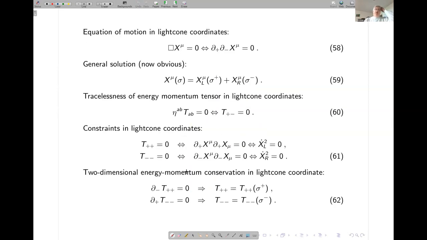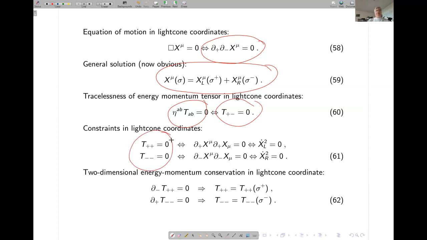Good. Now, one immediate advantage we see if we write the wave equation in light-cone coordinates is that it just becomes d plus d minus on X equals 0. And in this form, it's obvious that the solution takes the form of an arbitrary function of sigma plus plus an arbitrary function of sigma minus. For the energy momentum tensor, there we have the tracelessness condition. In light-cone coordinates, this becomes the vanishing of the mixed components. So the constraints are that the so-called pure components, T plus plus and T minus minus, have to vanish.